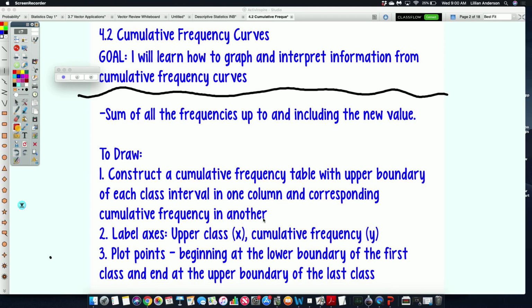This should be on the first page of your foldable. Of course, you want to make sure you label your x-axis with upper class boundaries, whatever it is, weights, heights, shoe size, and then your cumulative frequency on your y-axis. Then you plot your points, beginning at the lower boundary of the first class and ending at the upper boundary of the last class. We talked about lower and upper boundaries when we were doing our histograms. The same way we found those boundaries for histograms is the same way we do it for cumulative frequency curves, so that's a skill you'll need for this as well.